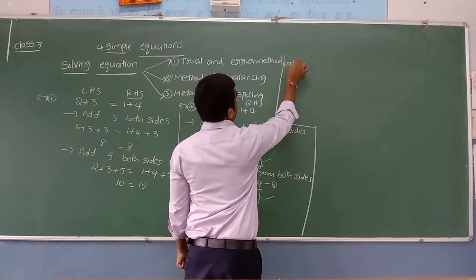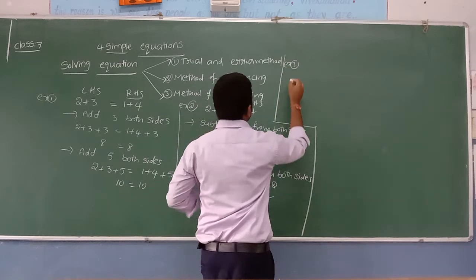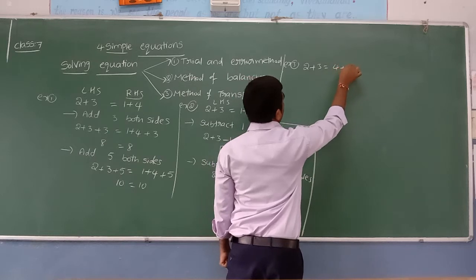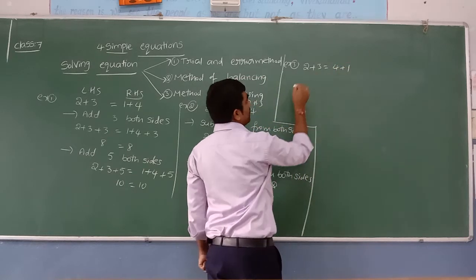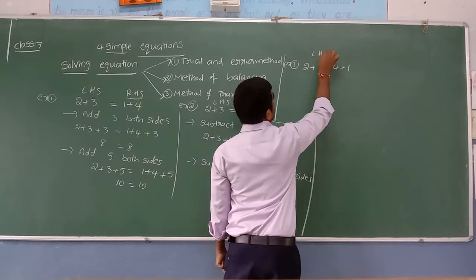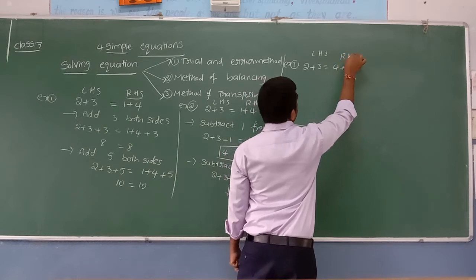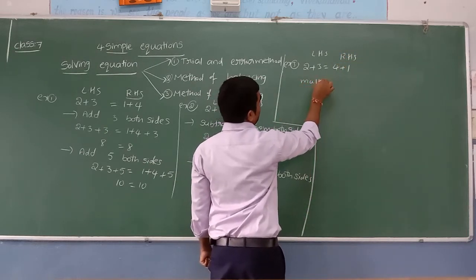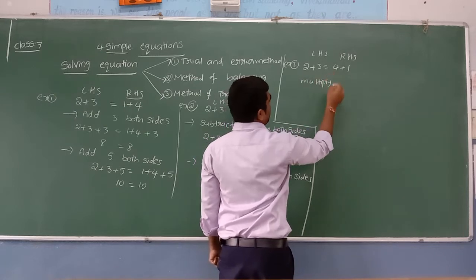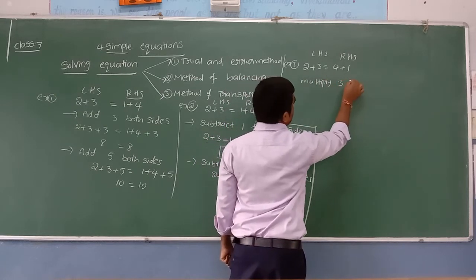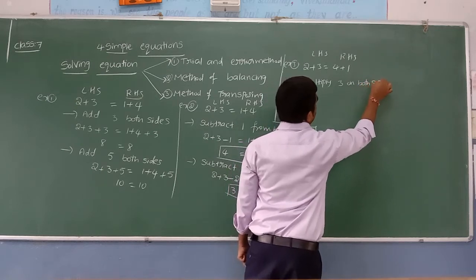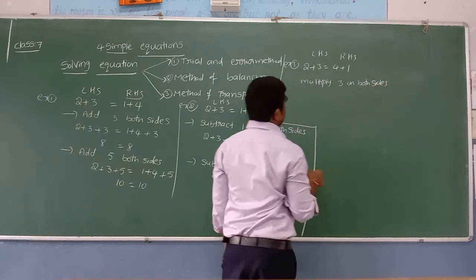Now I am going with one more example. Let us go with the same question. 2 plus 3 is equal to 4 plus 1 is one true statement. This one is LHS and this one is RHS. Now I decided to multiply. I want to multiply by 3 on both sides, LHS as well as RHS.